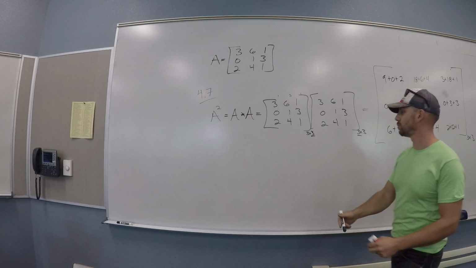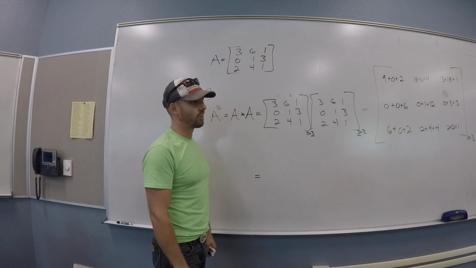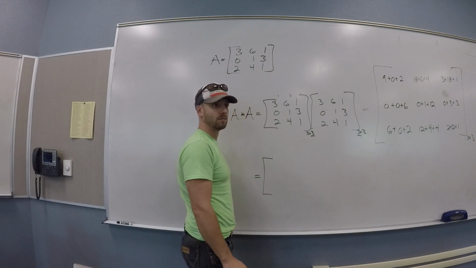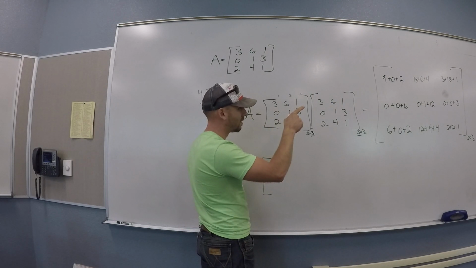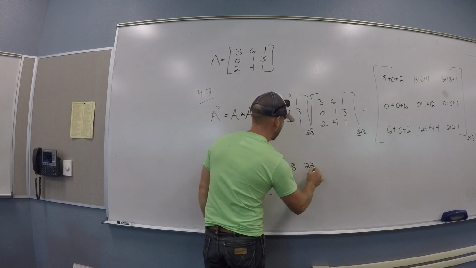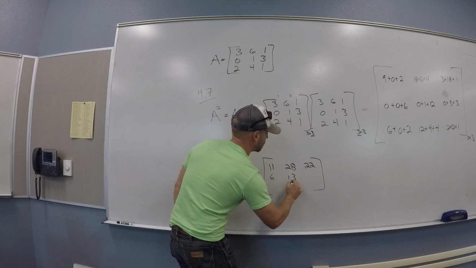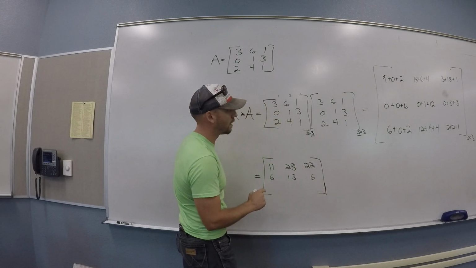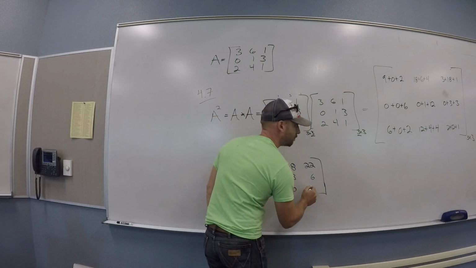And then your final step should be to combine like terms, right? Mm-hmm. Really, this is just a little arithmetic. It's a lot of bookkeeping. So going across you got 11, 28, 22, down the row 6, 13, 6, and 8, 20, 14, 15.